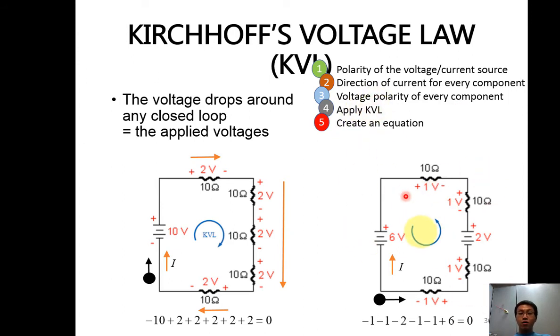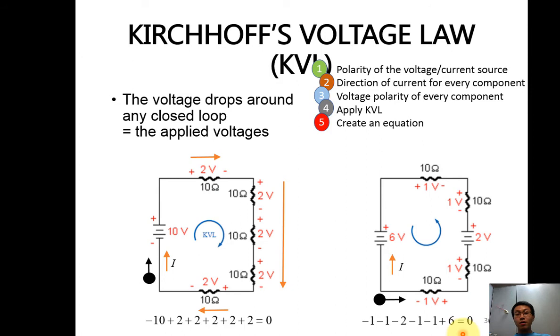Then I need to apply the KVL. Now I don't want to apply it in this way, I want to apply it in this way. So let me show you how I can create an equation. First, I start from here and go from here, negative, minus 1. Then go again, negative, so minus 1. Go again, I meet negative first, minus 2. Then go again, negative, minus 1. Go again, negative, minus 1. Then come here, it becomes positive 6. Then ending, equals 0.